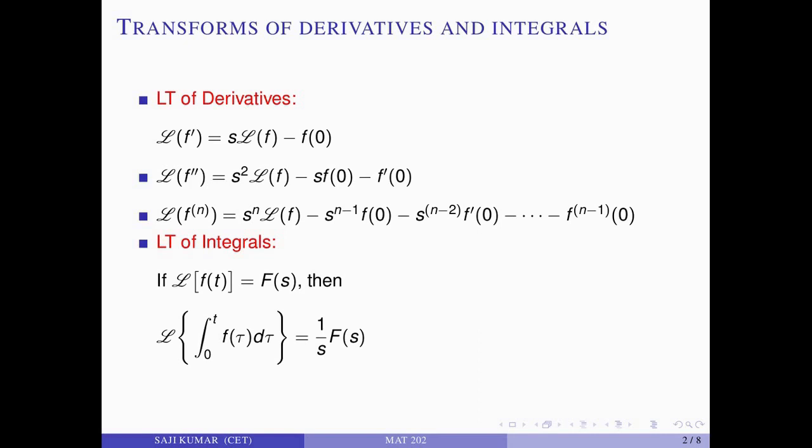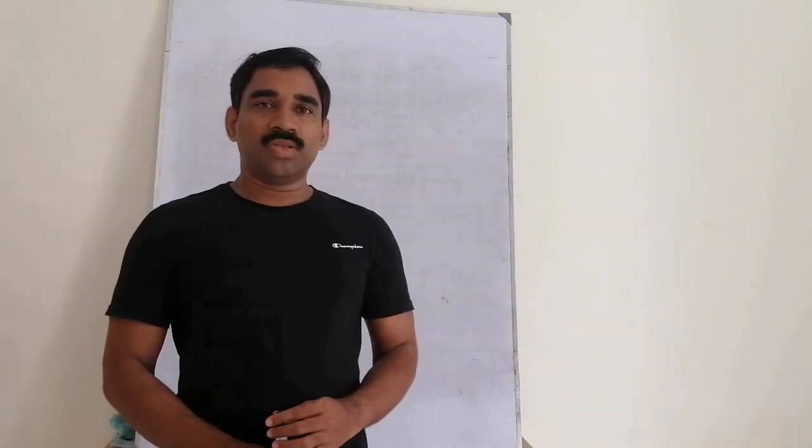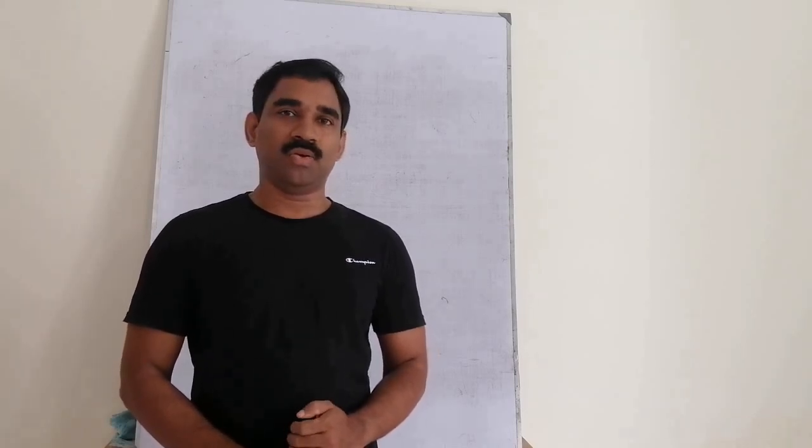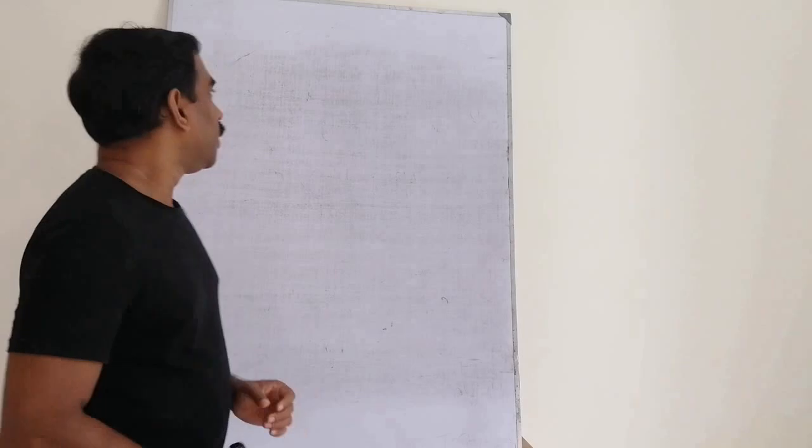Laplace transform of integrals. If L of f of t is equal to capital F of s, then L of the integral from 0 to t of f tau d tau is equal to 1 by s into capital F of s. So we have found the inverse Laplace transform of two functions. Next we will see how we can apply this technique in solving initial value problems.